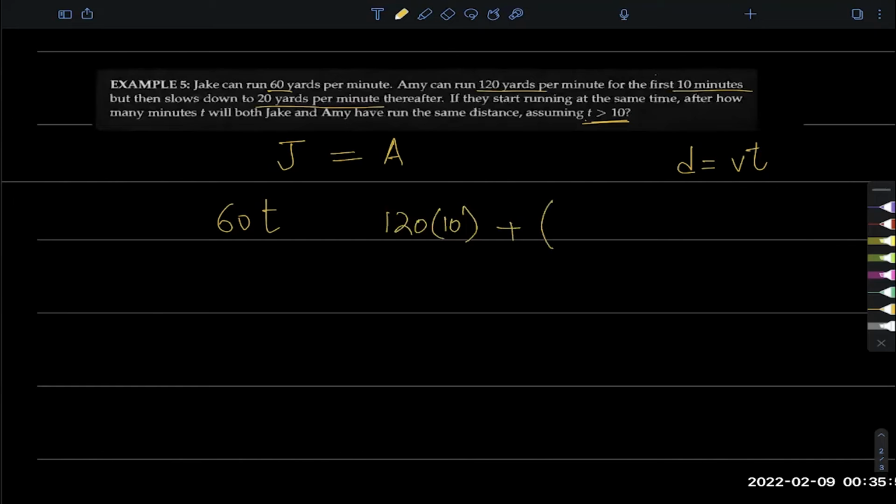Okay, so if she's running for T minutes, then first 10 you subtract them. What is the remaining time? If the total is T minutes, what is the remaining time after 10 minutes? If the total is T and you want to take away the 10, then what do you get when you take 10 away from T? T minus 10, exactly. So she's running at 20 yards per minute for T minus 10 minutes. And both distances are equal. So there you have it. That's your equation. So it's very important to break the statement down into multiple palatable parts.